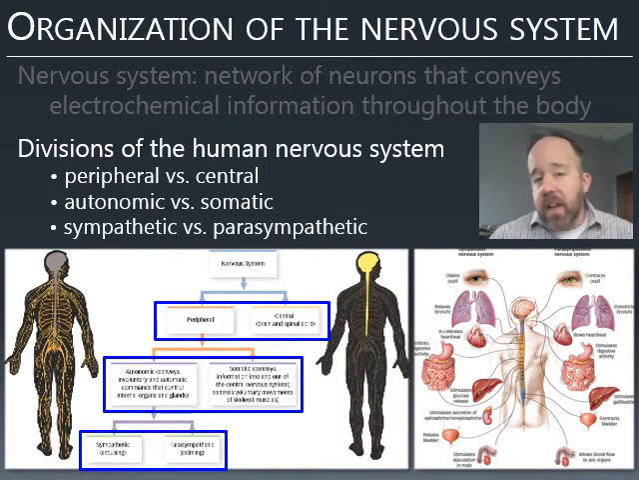So it does things like increase your heart rate. It opens up your airways. It dilates your pupils so you can see better. It also shuts down your digestion.